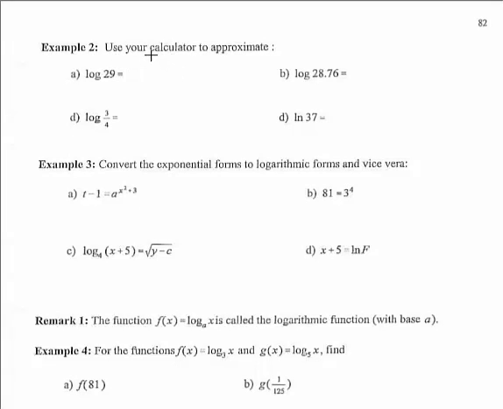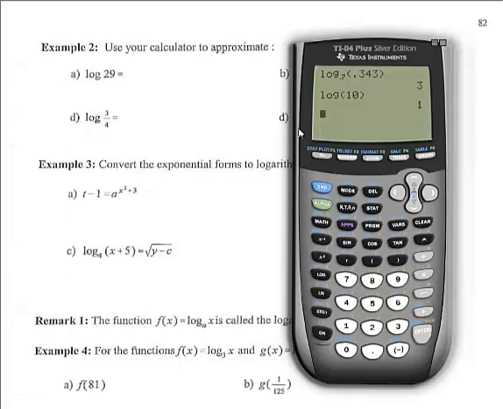Okay, example 2 says use your calculator to approximate. And it says approximate because a lot of the times we use log to calculate something, we get an endless string of digits which we have to round at some point. So we end up chopping some of the numbers off. So we say estimate. Log 29. Real quick calculation because we have the log button. And so we just type in 29 for the argument and we hit enter. And so if we approximate that, we could say 1.46.